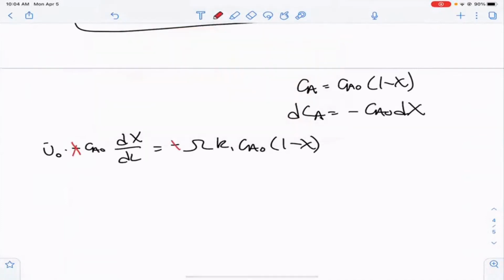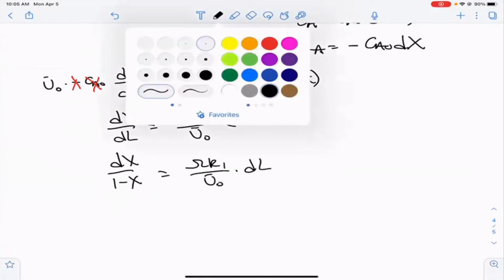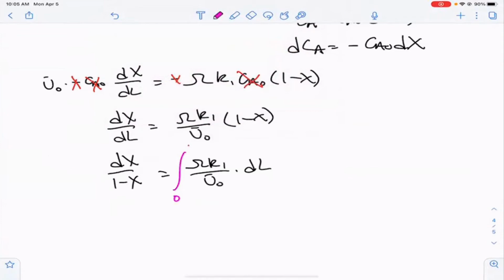And right, the negative signs cancel, the CA0s cancel, and we end up with a functional form that looks like dx/dl equals the overall effectiveness factor times K1 over U0 times 1 minus x. Of course, dx over 1 minus x equals the same parameters on the right-hand side, just times dl. And now we're going to do a very similar integration to what we did before, except now, of course, the inlet conversion is 0, and we're going to integrate to some arbitrary conversion. And we've solved this problem several times before as well.